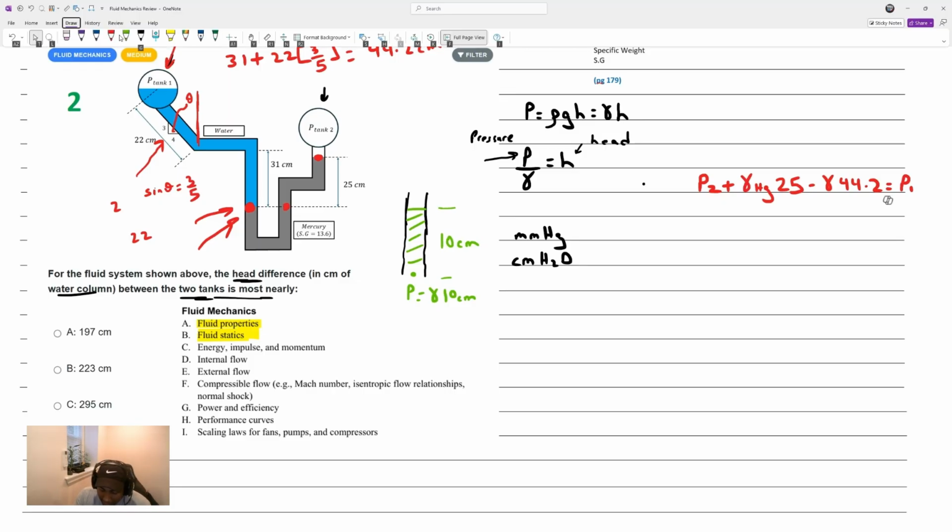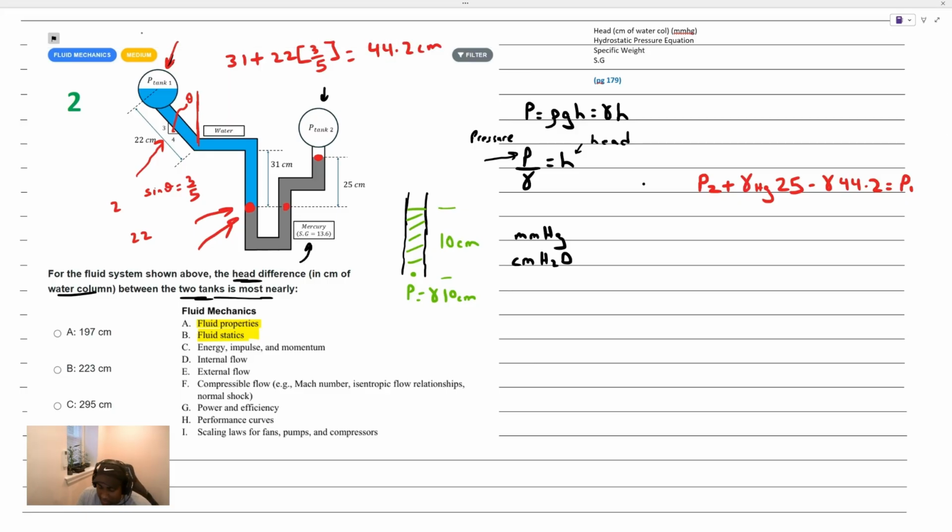And they didn't give us what the specific weight of mercury is, but they did give us what the specific gravity is. And specific gravity, the definition of it, is just the density of any substance divided by the density of water, or the specific weight of any substance divided by the specific weight of water. And that makes sense, right? The only difference between these two terms is gravity, so they would cross out on the top and bottom. But if we divide our equation by gamma, we're dividing our entire equation by gamma here, and let's move the P2 to the other side.